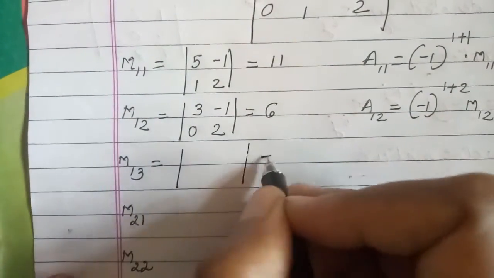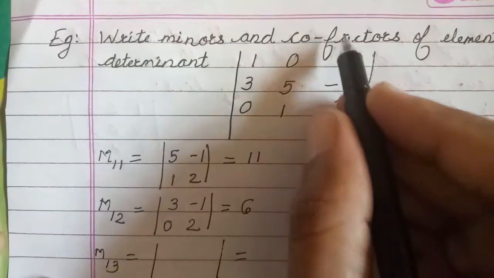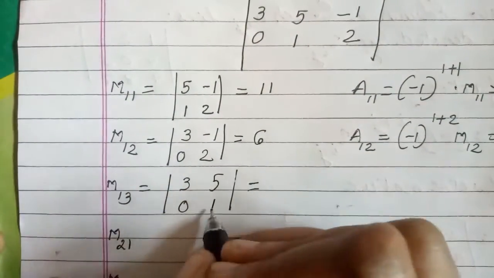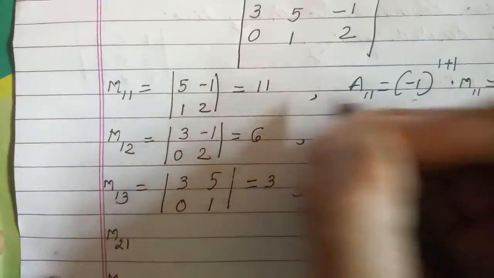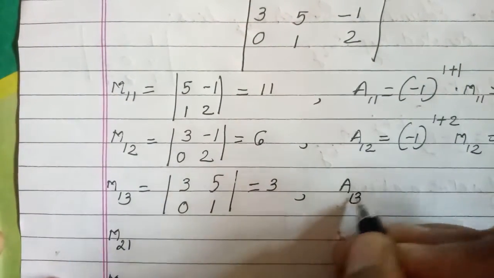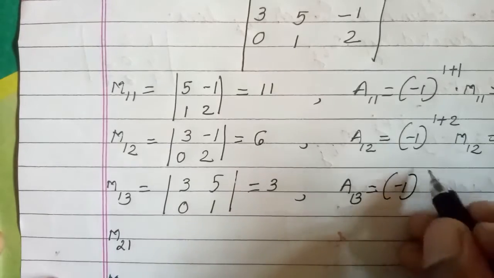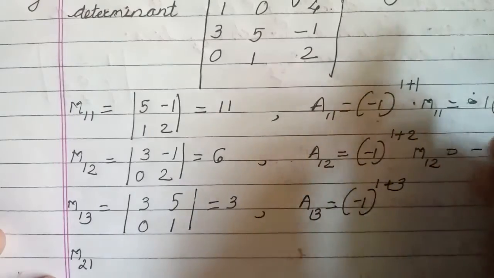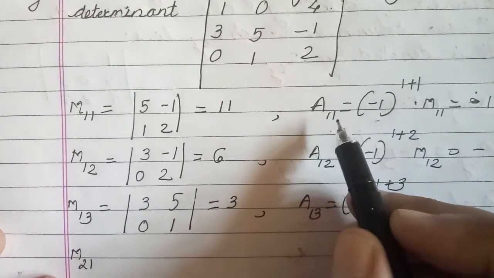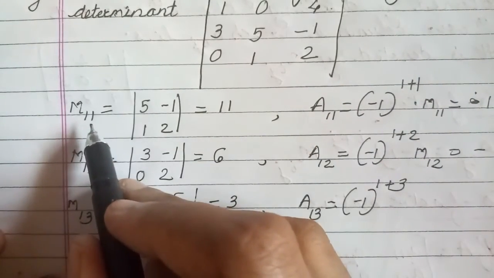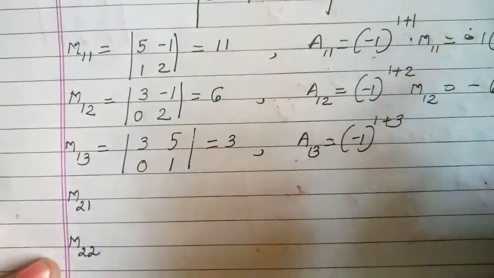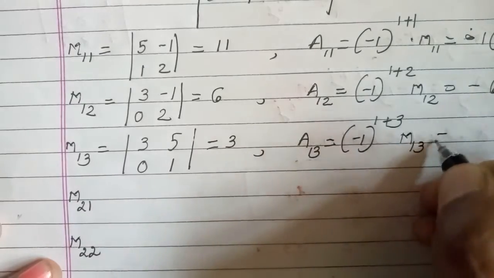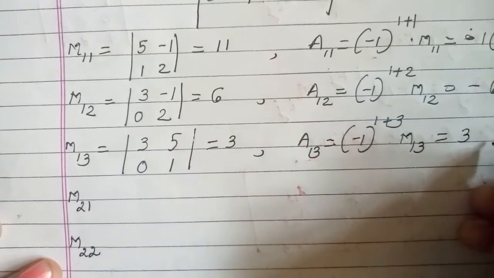M13 means delete the first row, third column. So what remains? 3, 0, 5, 1. So it is 3 minus 0, 3. So what will be my A13? See children, the letters which I am writing are very important. Small aij's denote elements, capital Aij's denote cofactors, and capital M denotes the minor. So this will be into M13. This position is again positive and M13 is 3.